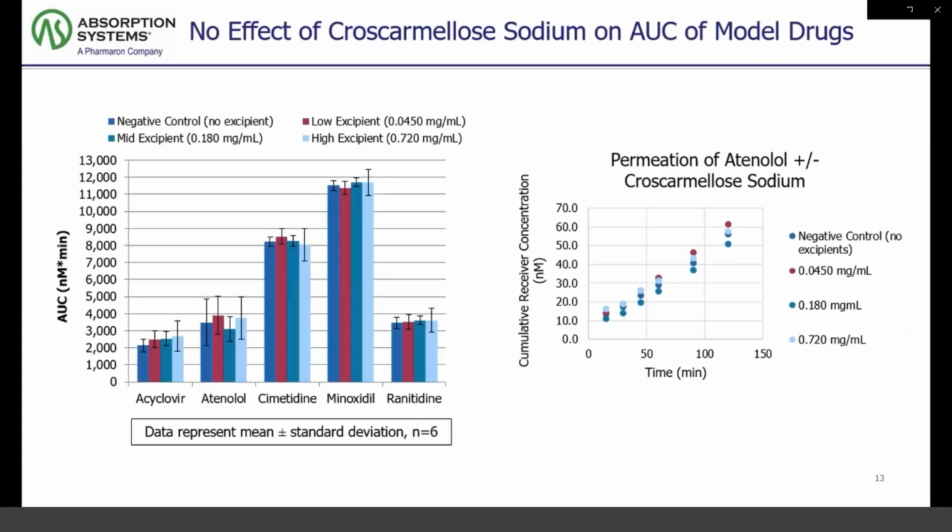So this is an example of an excipient, croscarmellose sodium, with no effects on model drug permeation. The time courses of one of the model drugs, atenolol, are shown on the right, and that data was used to calculate the AUC of cumulative receiver concentration versus time, which is shown on the left for all of the model drugs. PAP was also calculated, but I'm not showing that here, we're just showing the AUC. About half of the excipients, 7 out of the 15 that we tested, looked like this, with no effects on the permeation of any of the model drugs.